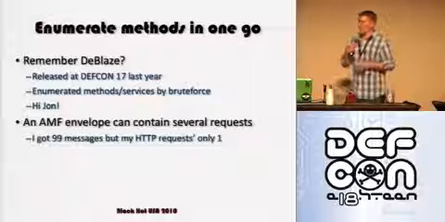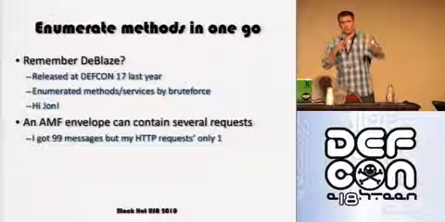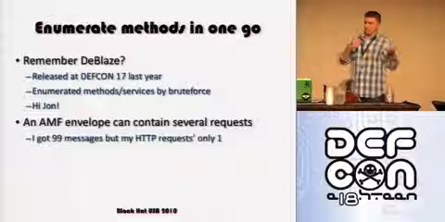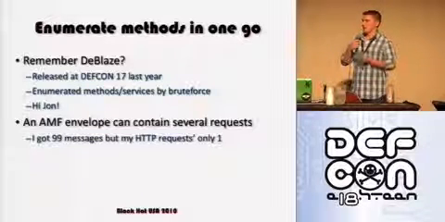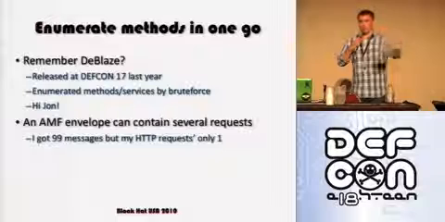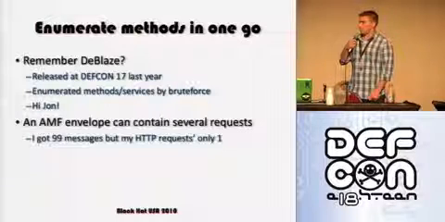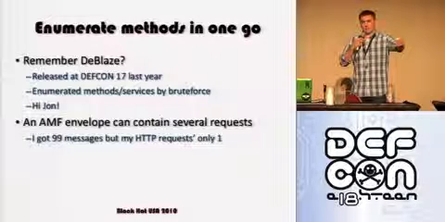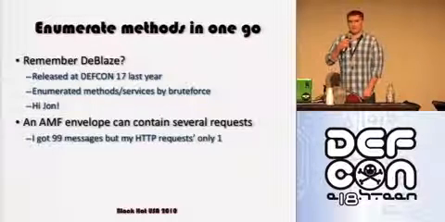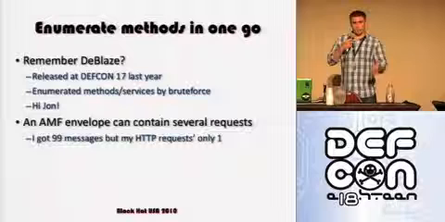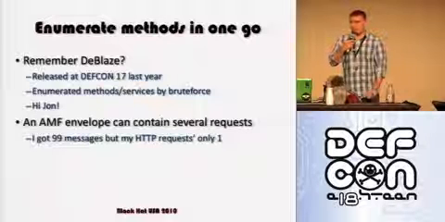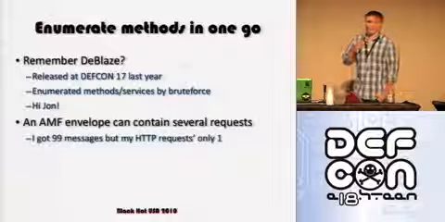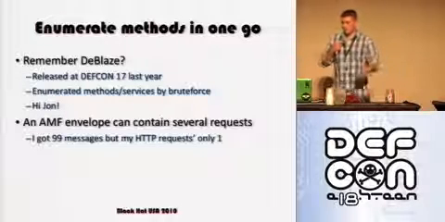The cool thing about AMF is all AMF requests are packaged inside an AMF envelope. So I thought, why not do this all at once? My HTTP request is 200,000 bytes long, but I just enumerated like 10,000 methods and services on this one server in one HTTP request, which was awesome because it only took about a minute to respond. So that's one of the cool things you could do.